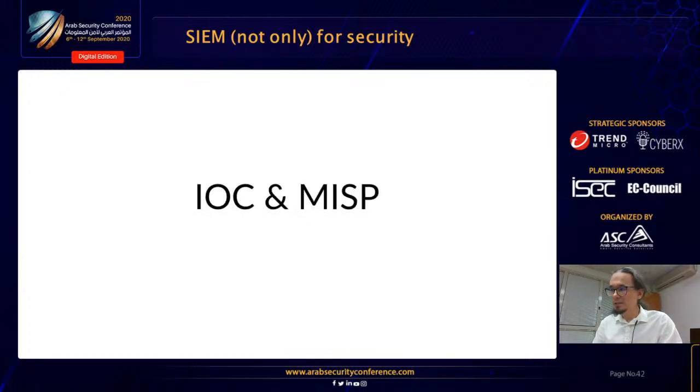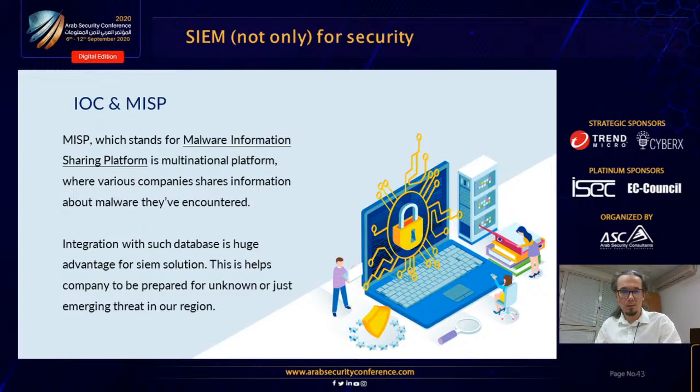Now let's look at the aspect of security enhancement. So IOC and MISP. IOC stands for indicator of compromise, and MISP stands for malware information sharing platform. This is a big deal. This is really important because MISP is a multinational, like the name suggests, platform where various companies can connect to and exchange information about the malware.